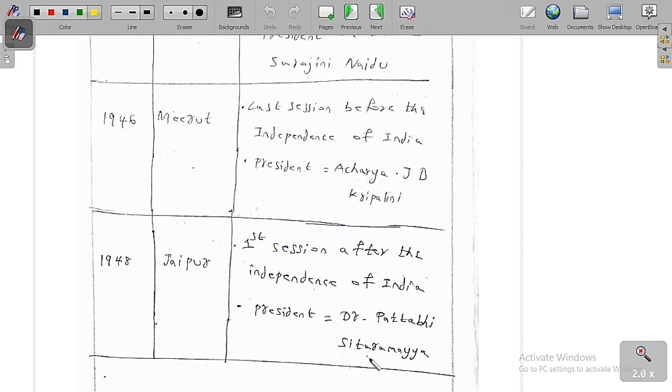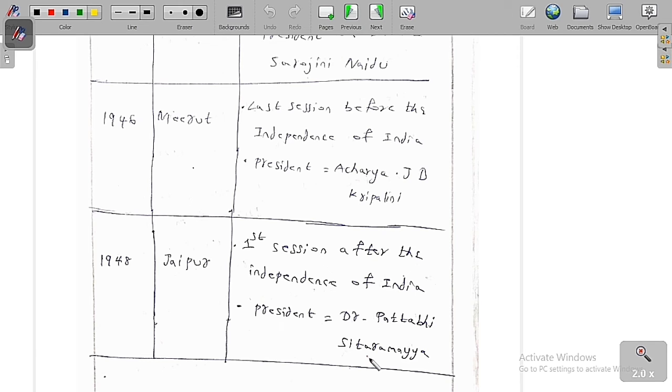During that meeting, the Congress was split into two parts. One is called extremists and another is moderates. In the next meeting, 1917, it was held in Calcutta. At that time, Annie Besant was the first woman president of the INC.